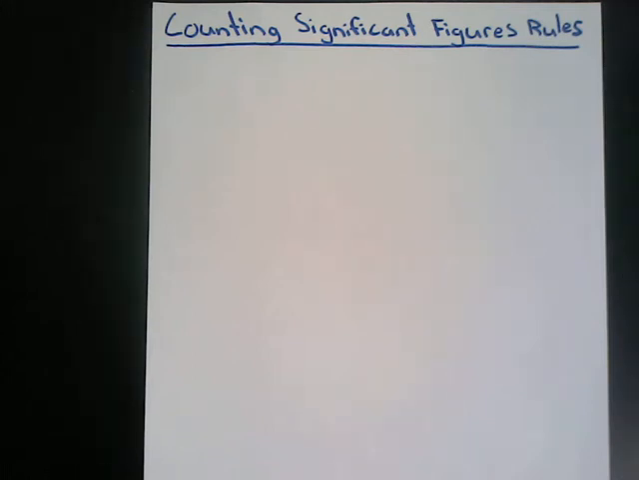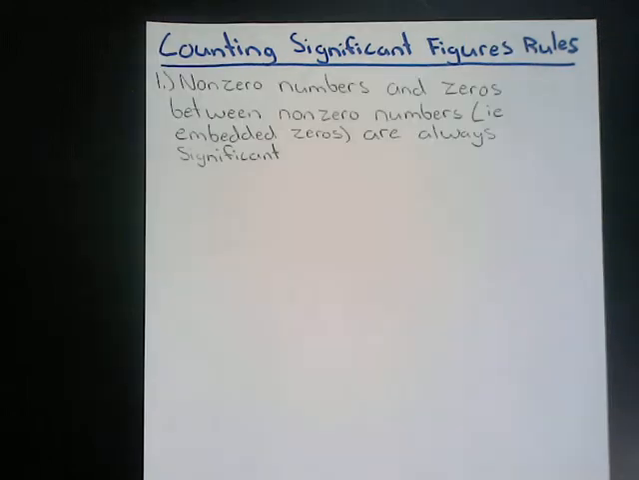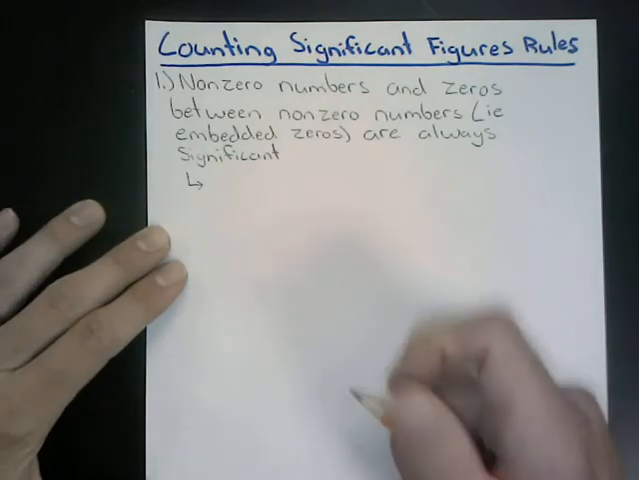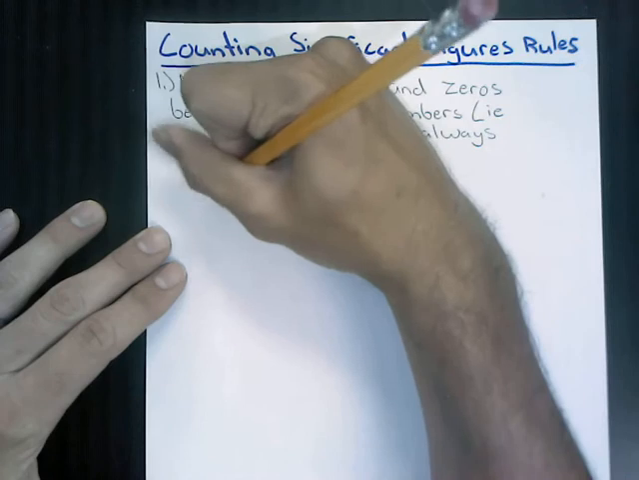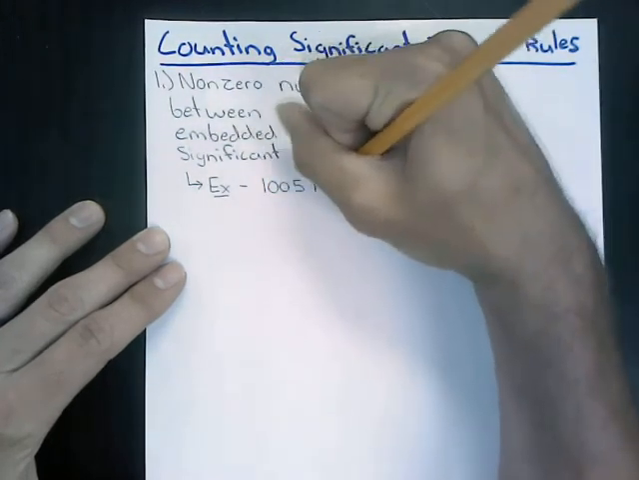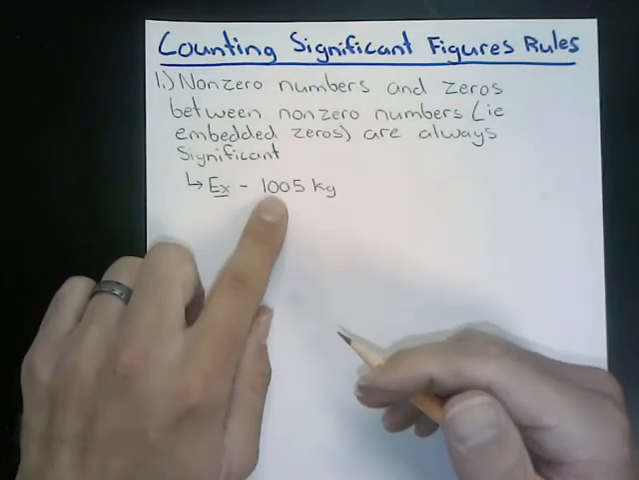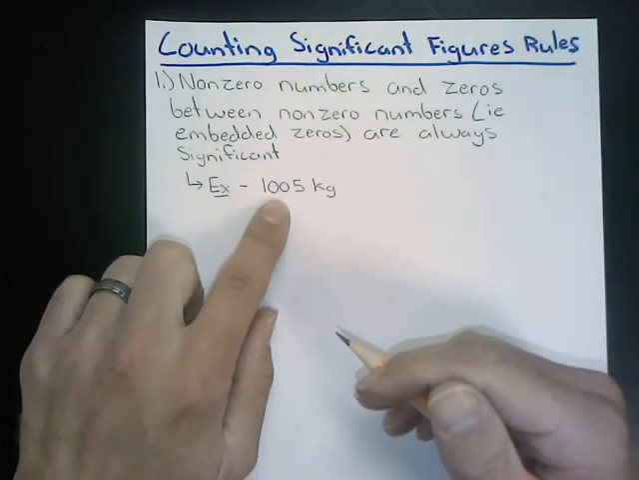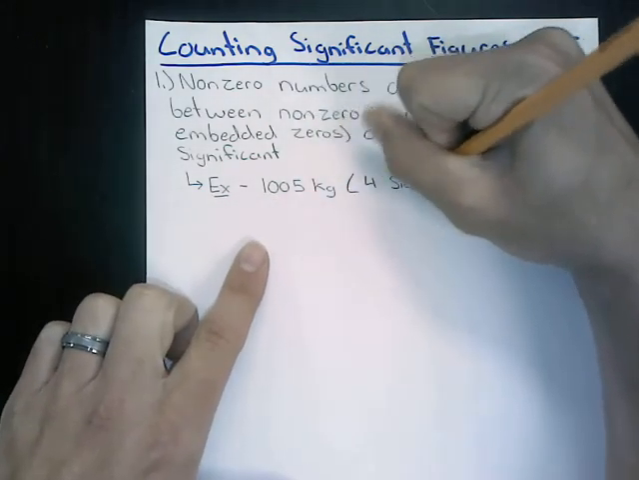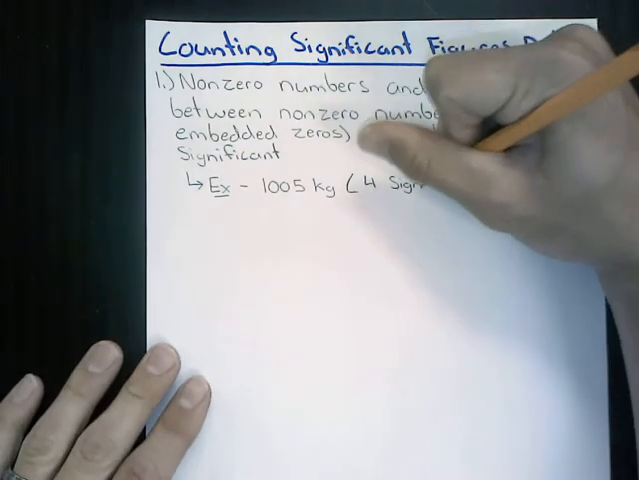The first rule about counting significant digits is that non-zero numbers and zeros between non-zero numbers are always significant. So an example of this rule would be 1,005 kilograms. Because those zeros are smushed in between a 1 and a 5, there would be 4 significant digits.